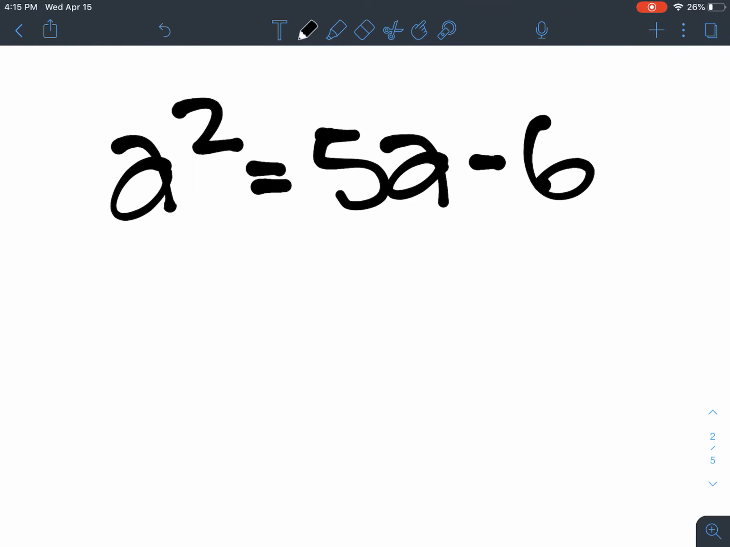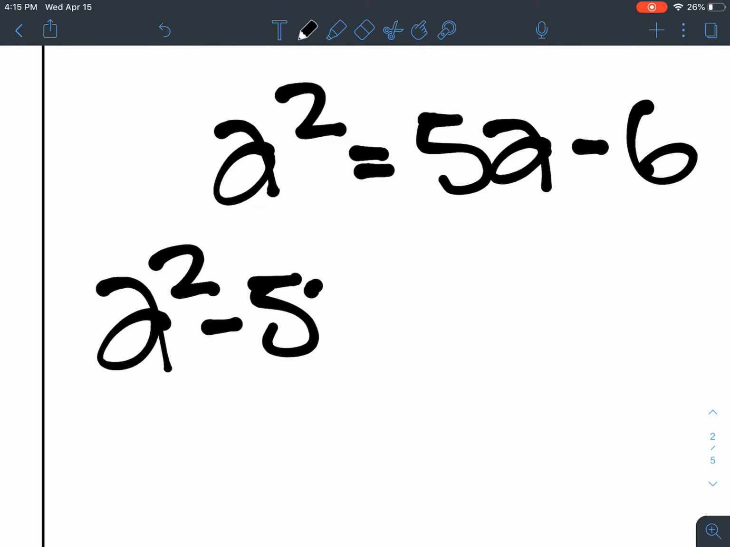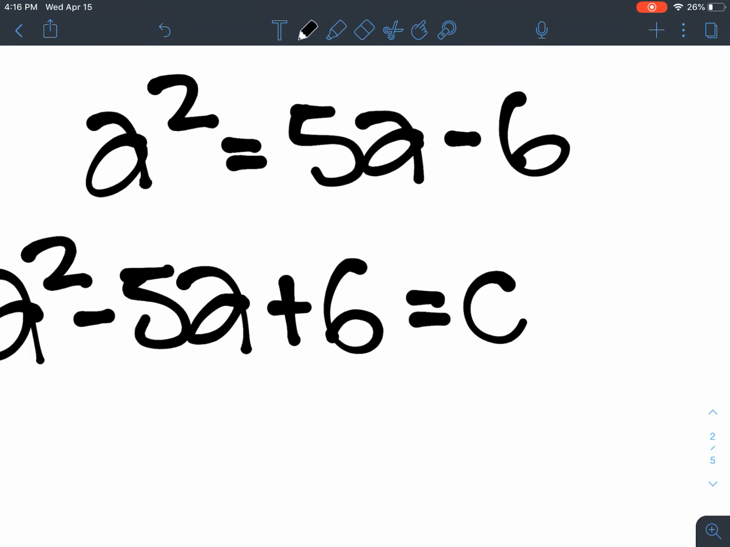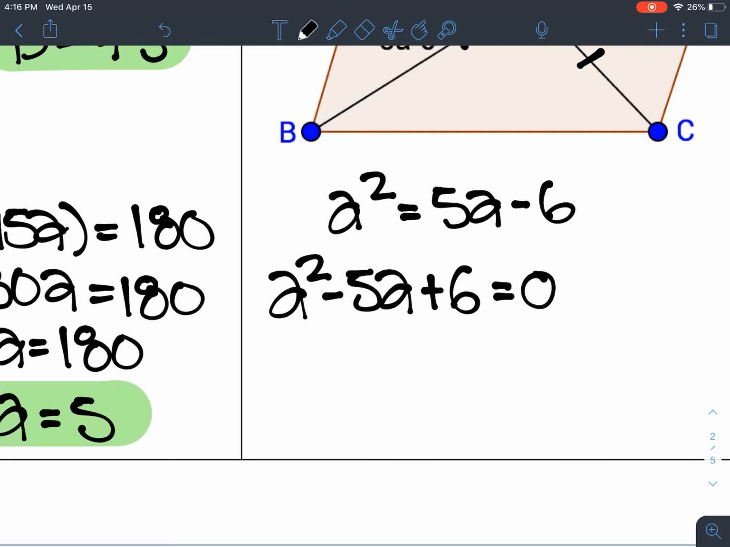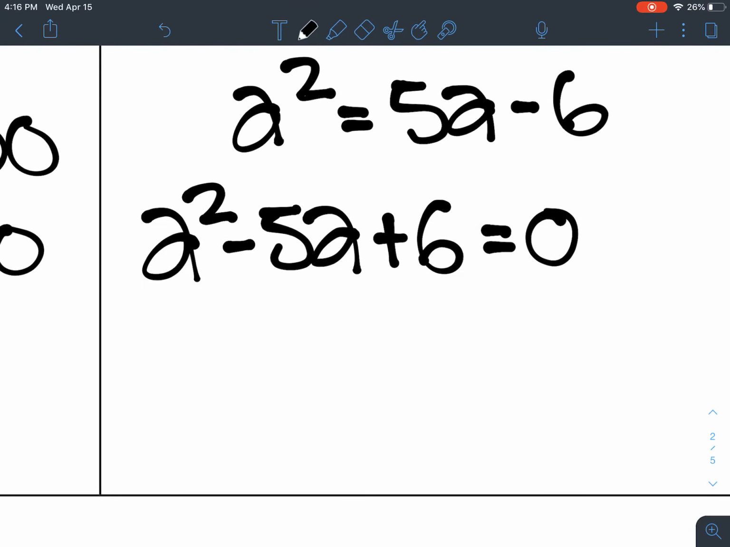So that probably doesn't seem super helpful. But what we can do is recognize that this is a quadratic, and when we're solving quadratics, we have to have it set equal to 0. So I'm going to subtract the 5A over, add the 6, and I'm going to get A squared minus 5A plus 6 is equal to 0. And I always like to keep the A squared positive. That's why I didn't subtract that over, and that's why I subtracted the 5A and added the 6 over.